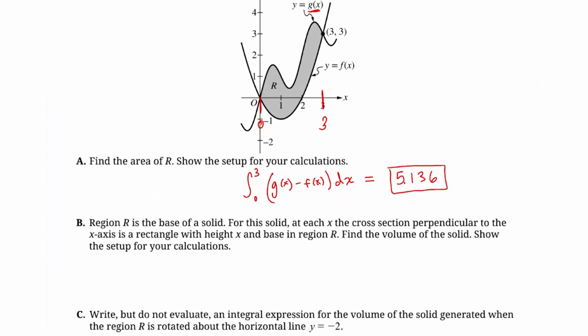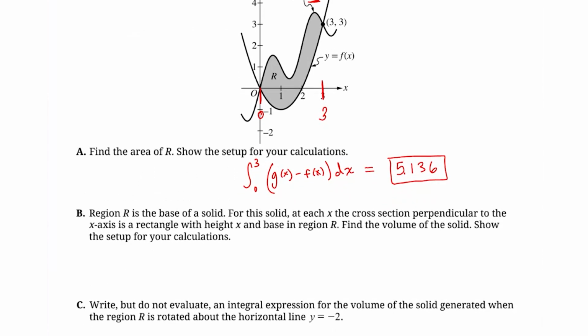Part B says region R is the base of a solid. For the solid at each x, the cross-section perpendicular to the x-axis is a rectangle. Okay, area of a rectangle is base times height. Just keep that in mind. The height is x, and the base is in region R. Find the volume of the solid. Show the setup for the calculations.